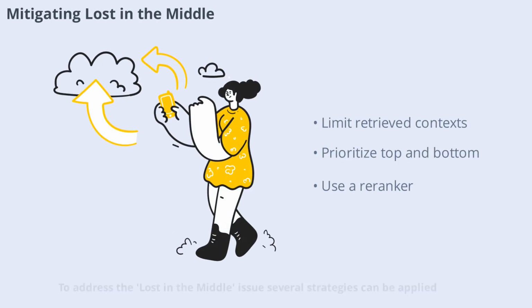To address the lost-in-the-middle issue, several strategies can be applied. First, limit the total number of retrieved contexts to keep prompts concise. Next, place high-confidence results at the top and bottom of the prompt, where the model pays the most attention. Finally, implement a high-quality reranker to prune irrelevant documents, ensuring only the most relevant information is included. These steps help maximize the effectiveness of your RAG pipeline.